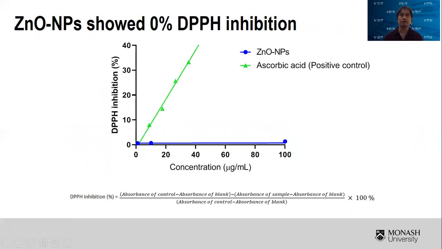We further examined if zinc oxide nanoparticles exhibit any free radical scavenging activity using the DPPH assay. In general, the percentage inhibition of DPPH should increase with increasing concentrations of free radical scavengers. In this study, we used ascorbic acid as a positive control. And we found that for zinc oxide nanoparticles, the percentage of DPPH inhibition was close to 0 for all concentrations tested.